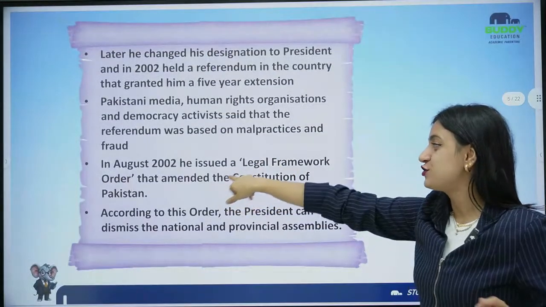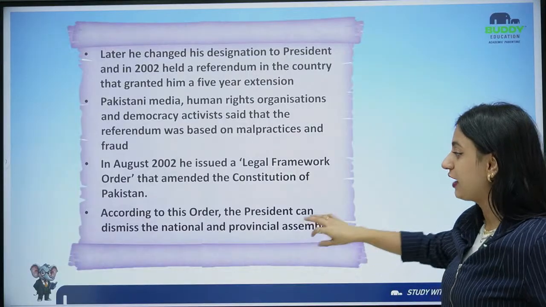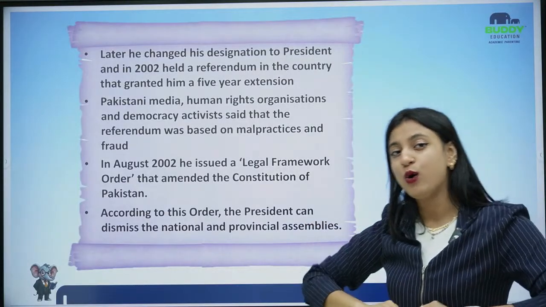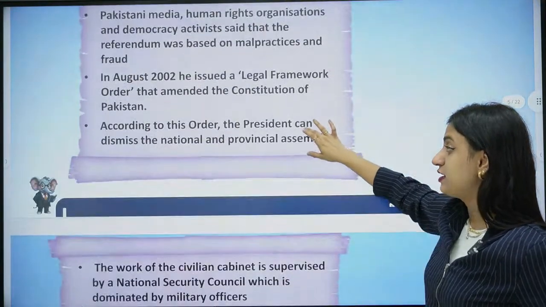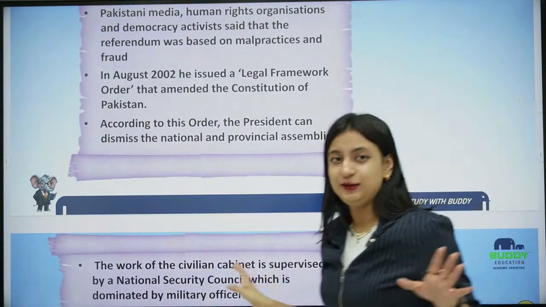So in August 2002, he issued a Legal Framework Order, and that order gave him all the powers, all the rights. According to this order, the president can now dismiss any assembly.